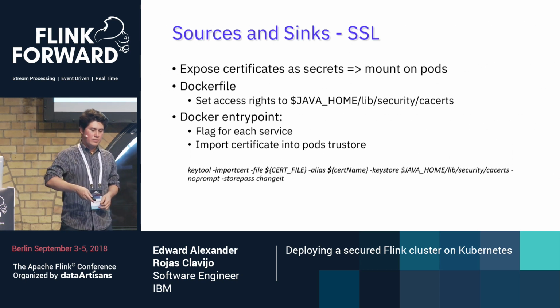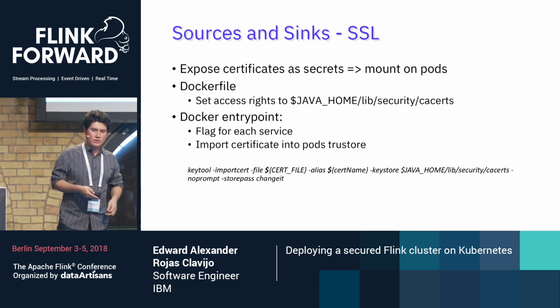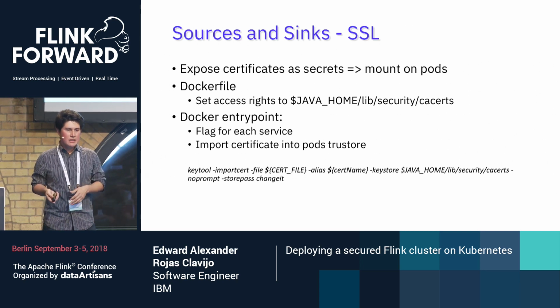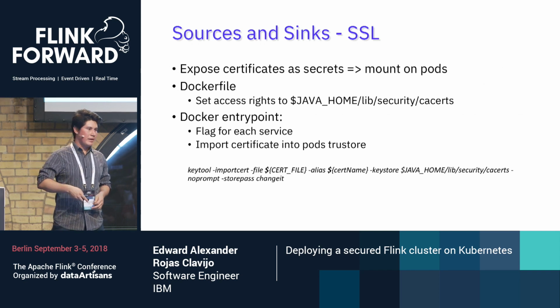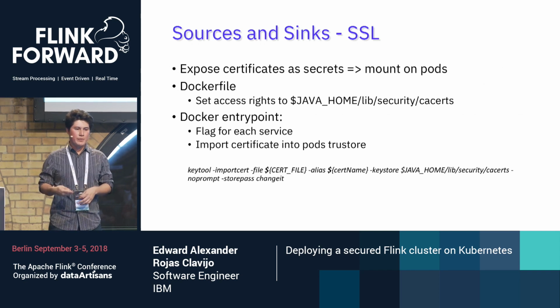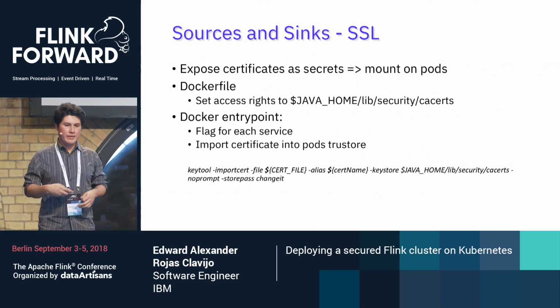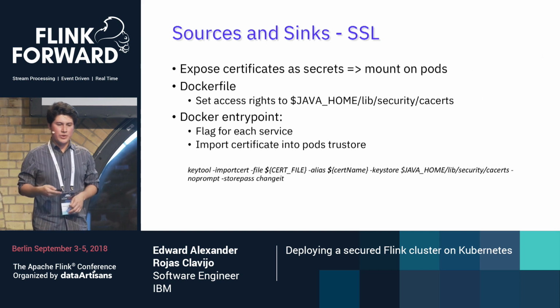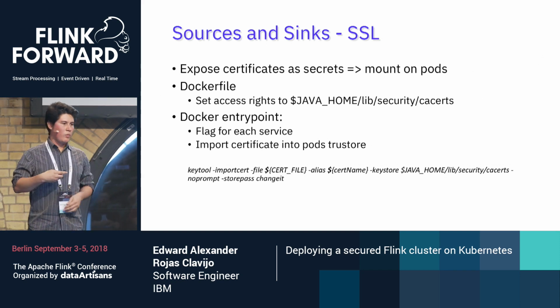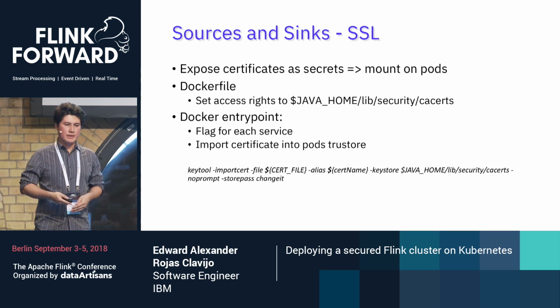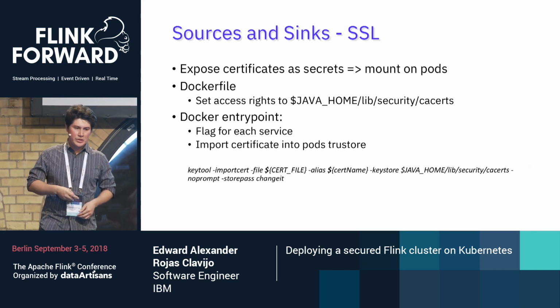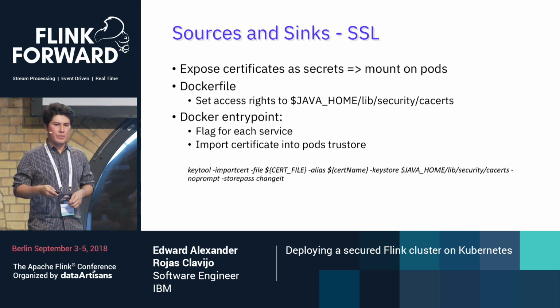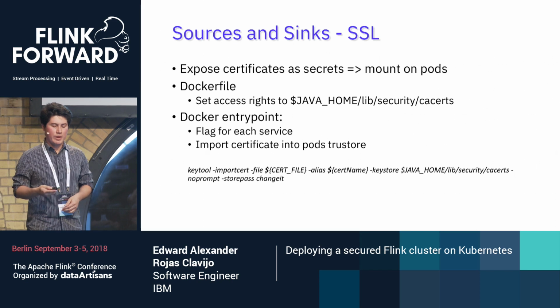And here as well, to be able to import a certificate into the JVM Truststore, we need access rights. So again, in the Dockerfile, when we are building the container, we give access to this folder to the user that is executing the container. And then when we actually execute the container from the Docker entry point, we validate the flags and we add the certificate only when we need it.